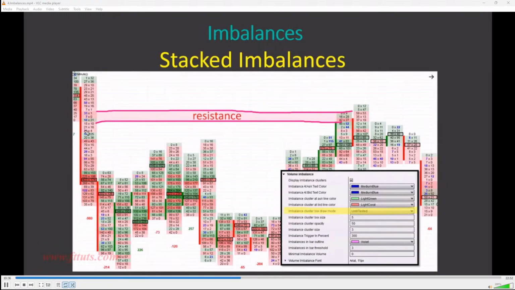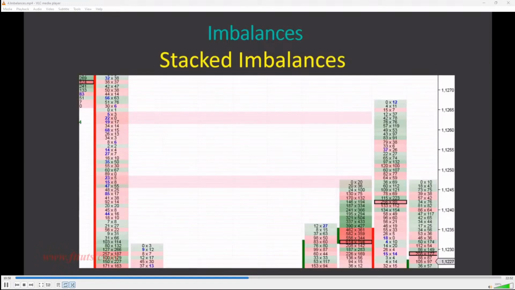And this is how the strategy should work, all right? As you can see, there are stacked imbalances in here. 3 imbalances. This is the resistance. Price reacts to this resistance. Those sellers start pushing the price downwards. And this is the reaction. Let me show you some more examples of this simple strategy.